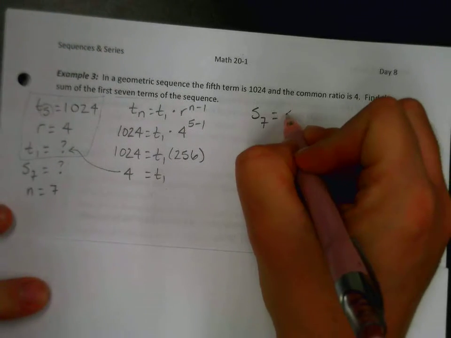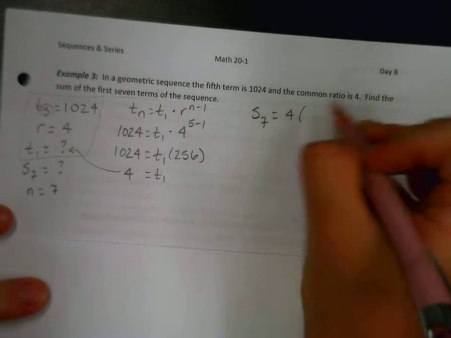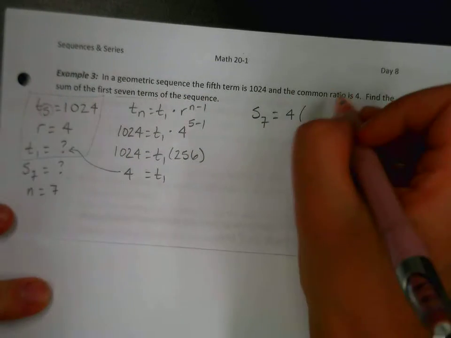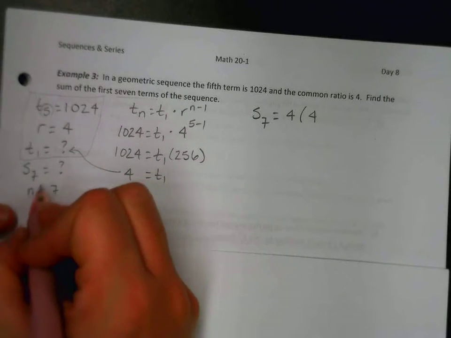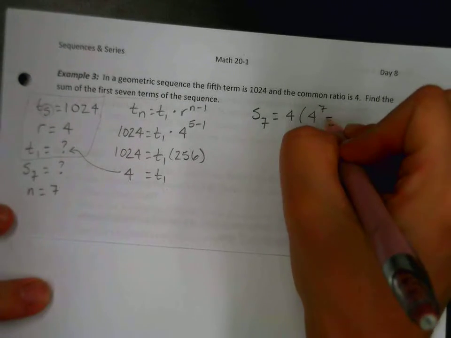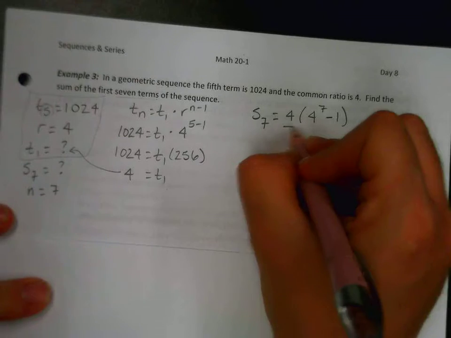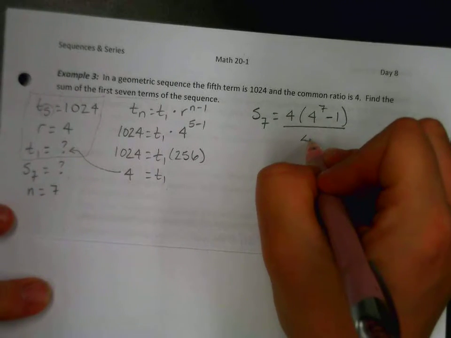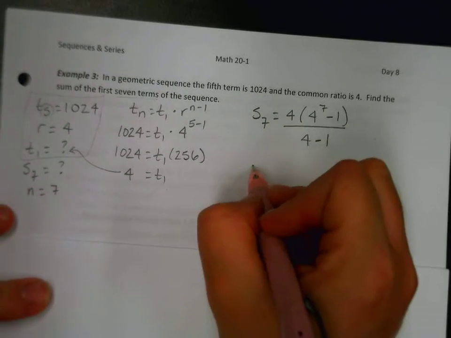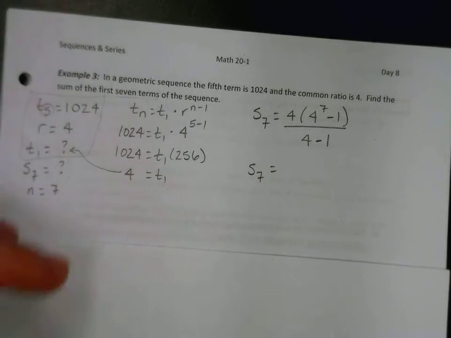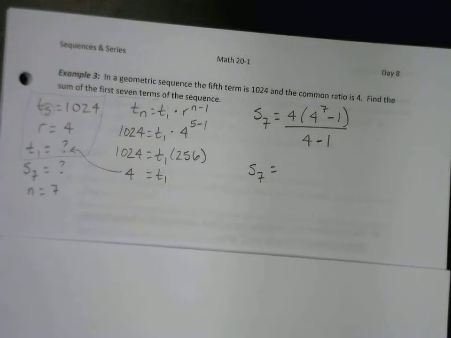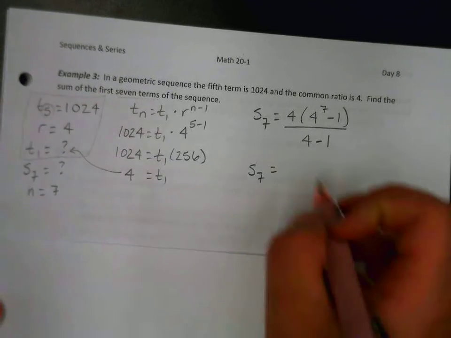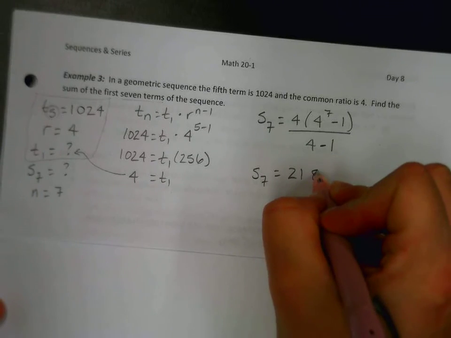which would be 4, times your common ratio, which is also 4, to the power of n, which is 7, subtract 1, divide that all by your common ratio, which is 4 minus 1. So the sum of the first 7 terms, again, putting it all in one big step in your calculator, we get a sum of 21,844.